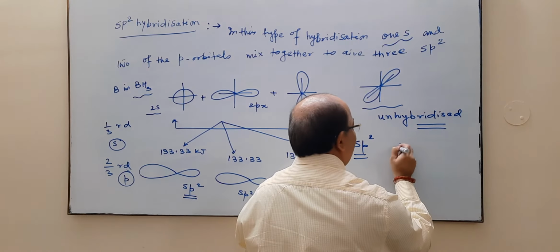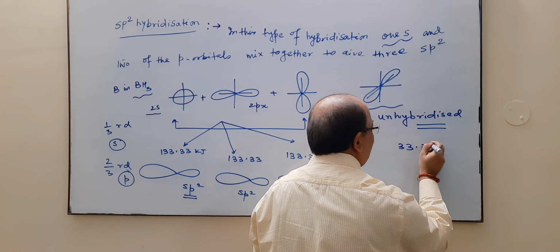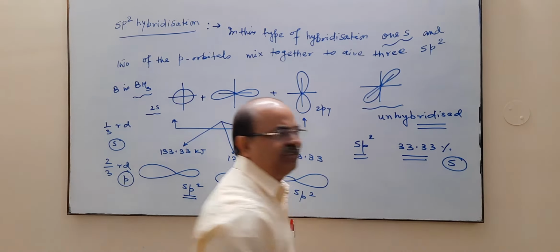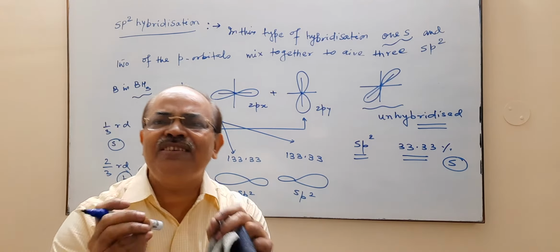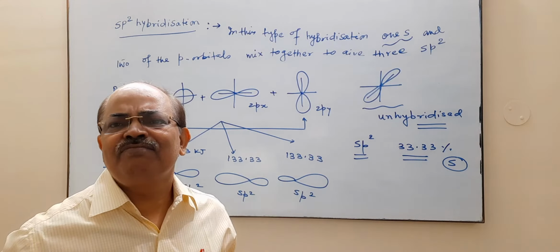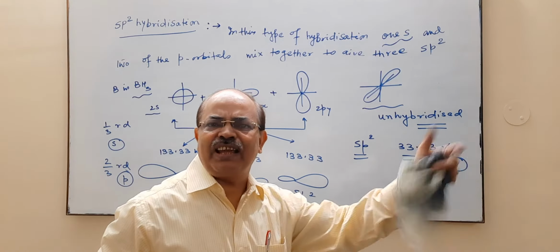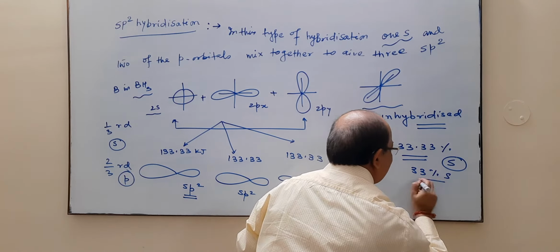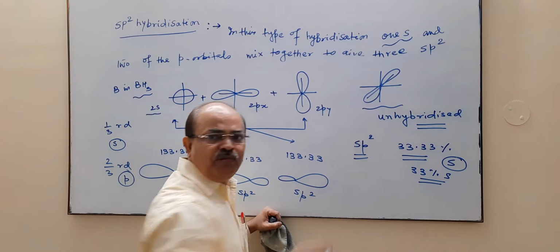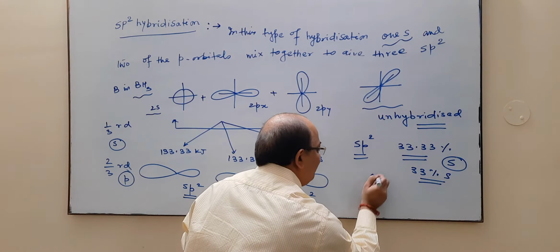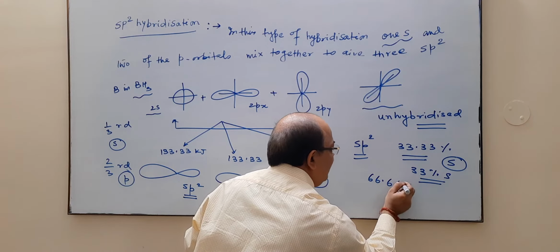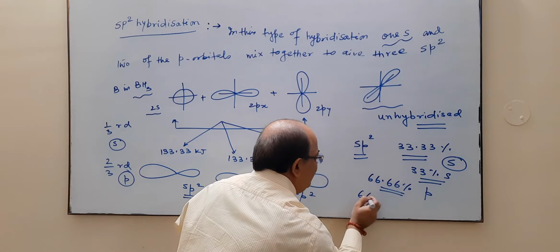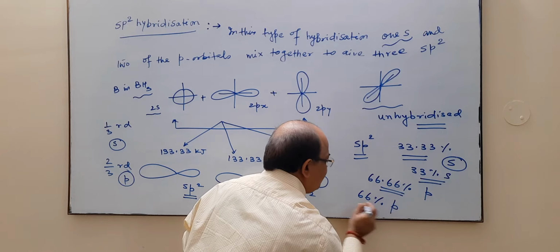You can say it is 33.33% S character. That's why in short we write simply 33. उतना पॉइंट में ना लिख करके केवल हम लोग लिख देते हैं, ओके, it means 33% s character. Then what about the p character? It is simply double, it is 66.66% p character.